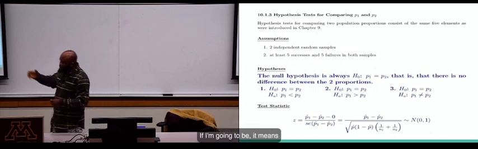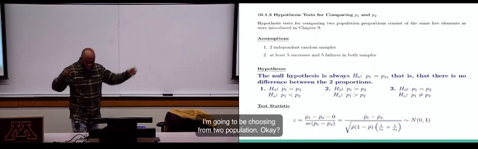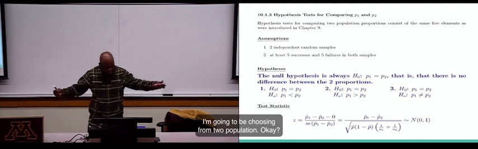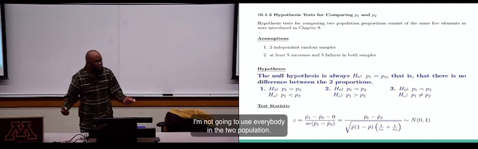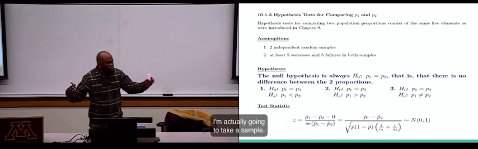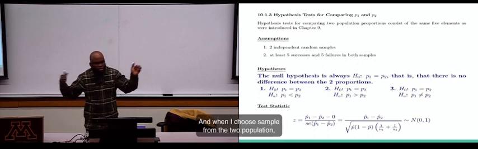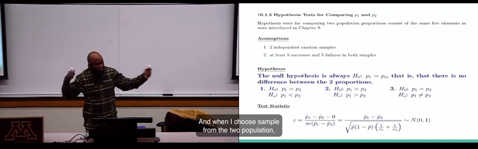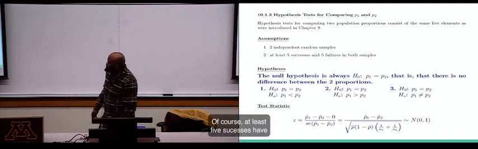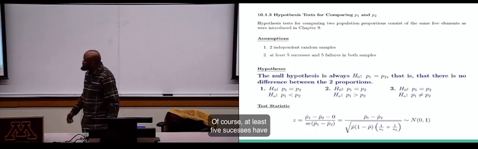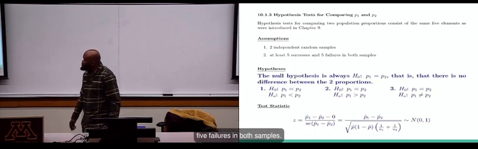If I'm going to be choosing, it means I'm going to be choosing from two populations. And when I'm choosing from two populations, I'm not going to use everybody in the two populations. I'm actually going to take a sample. And when I choose a sample from the two populations, it has to be random. That's what I mean. And of course, at least 5 successes and 5 failures in both samples.